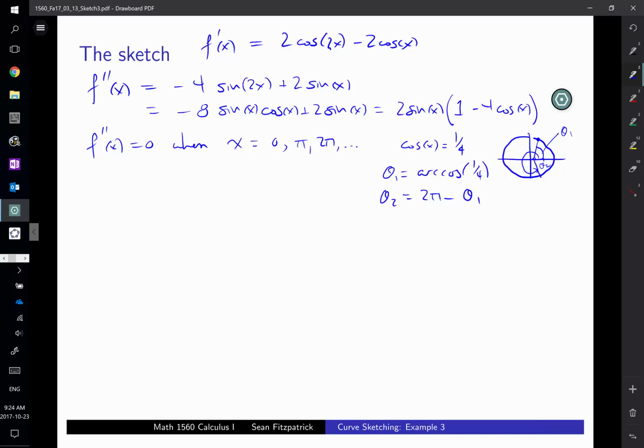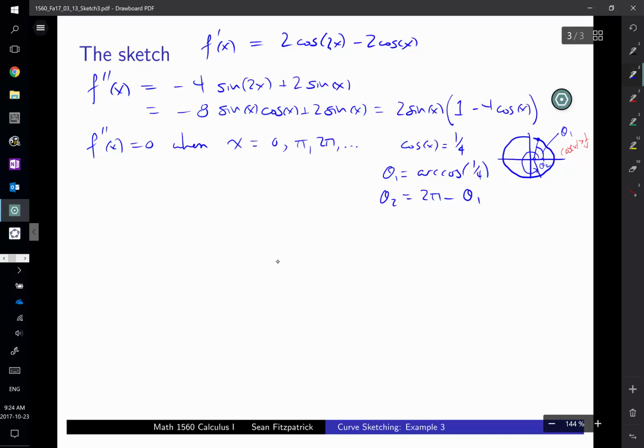Okay, and that term, 1 minus 4 cos x, okay, so between those two angles, this is going to be where cos x is bigger than a quarter. Outside those two angles is where cos x is going to be less than a quarter, and when cos x is less than a quarter, this term is positive.